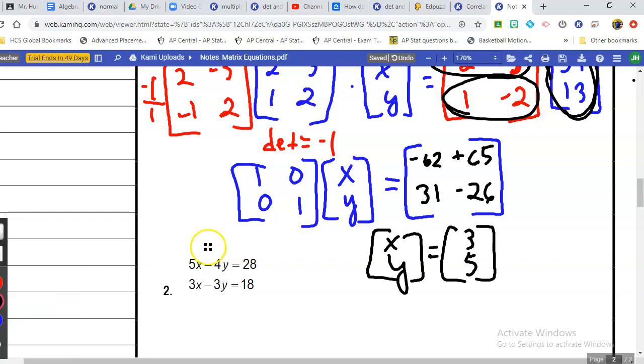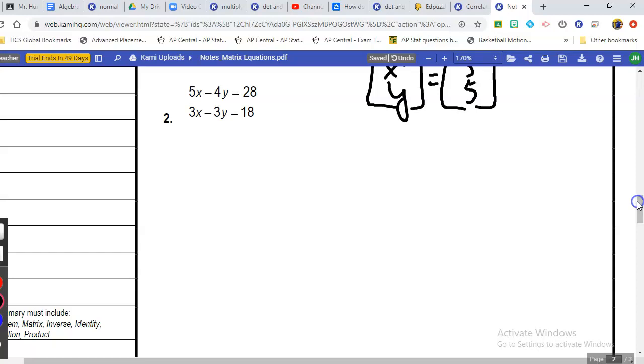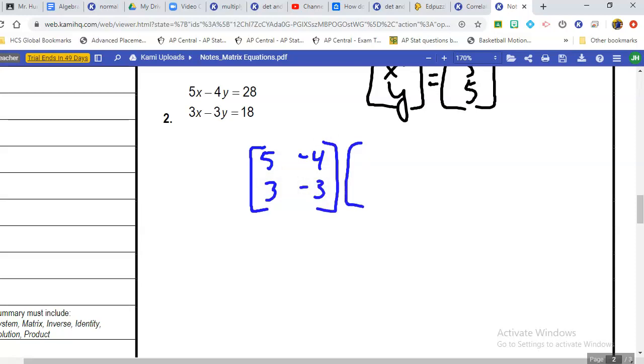All right, let's look at one last example. And here it is: 5x minus 4y equals 28, 3x minus 3y equals 18. So again, we'll set up our matrix equation. We have 5, negative 4, 3, negative 3 times x, y is equal to 28, 18.